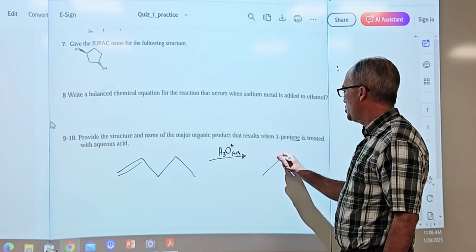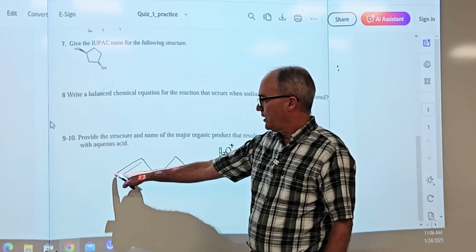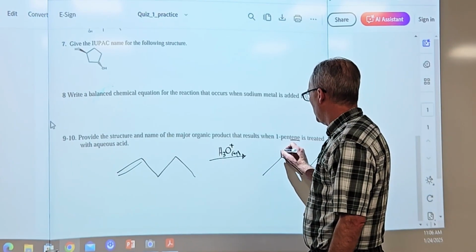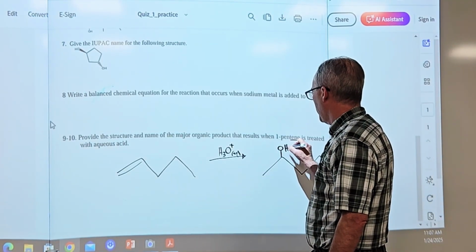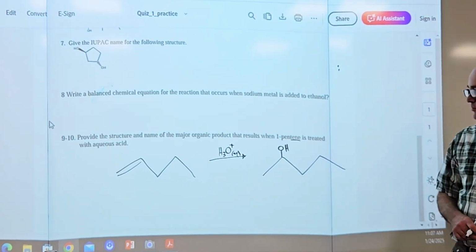I'm going to go 1, 2, 3, 4, 5. Two hydrogens here, one hydrogen there. There's nothing that can rearrange to turn a secondary carbocation into a tertiary, so we're going to get the usual Markovnikov regioselectivity and get this alcohol.